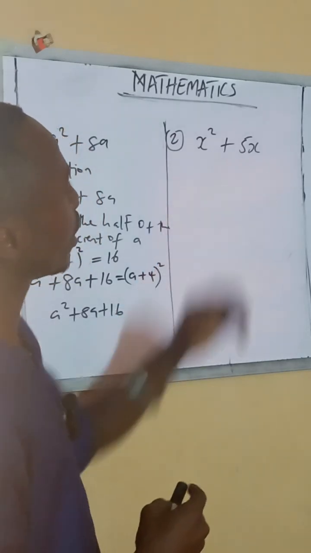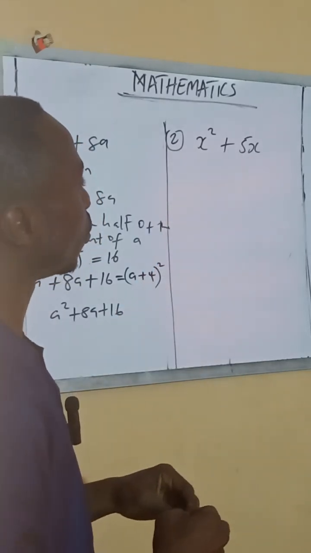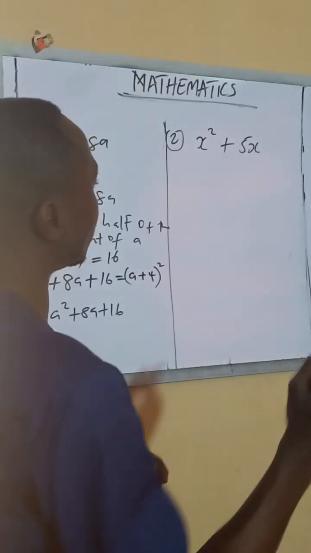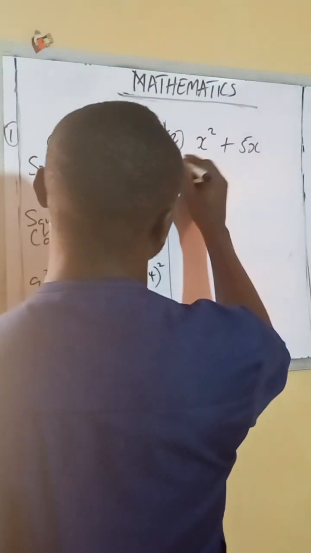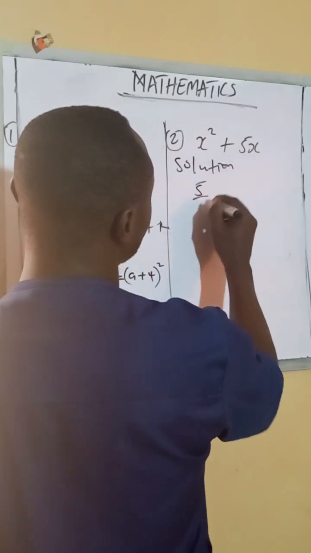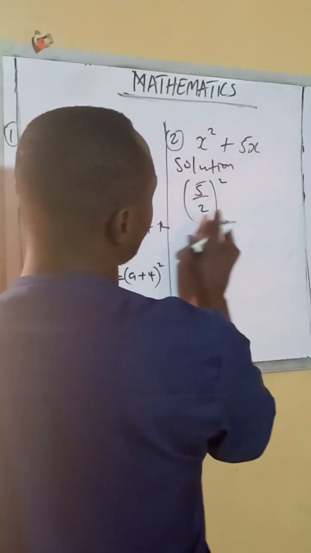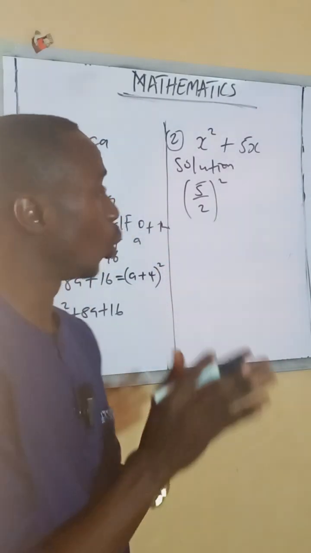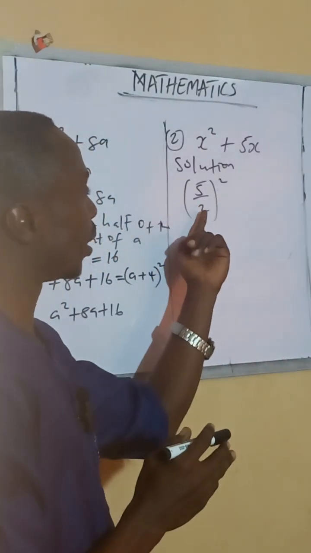Since we cannot get the half of that one now, what we do is divide it by 2. Solution. Now that 5 is what you have, you're going to place it like this. When you have found an equation that you can't get the half of, what you simply do is divide it by 2.